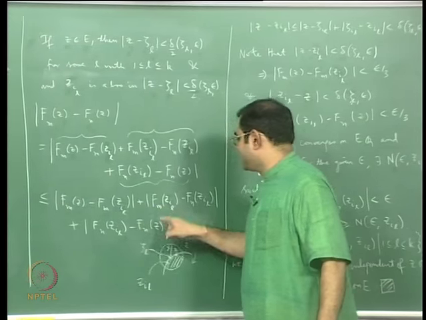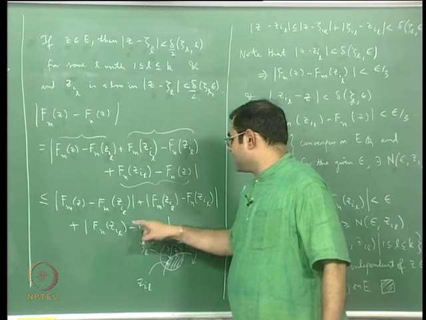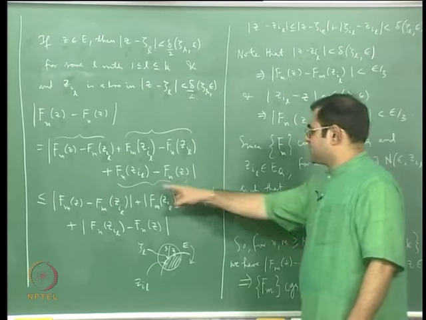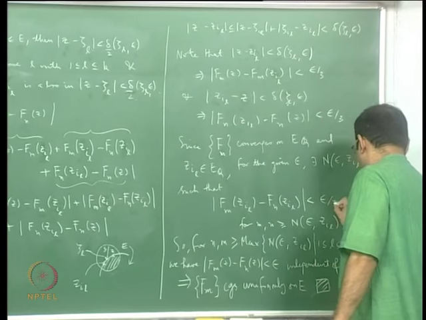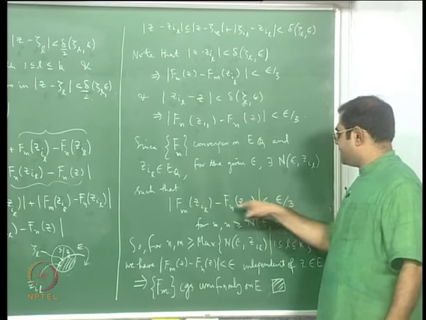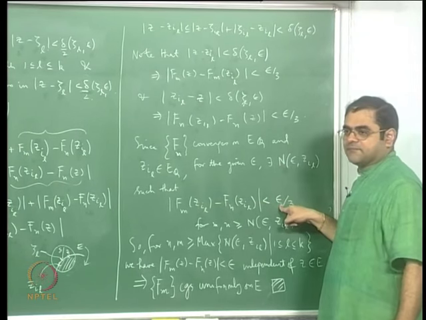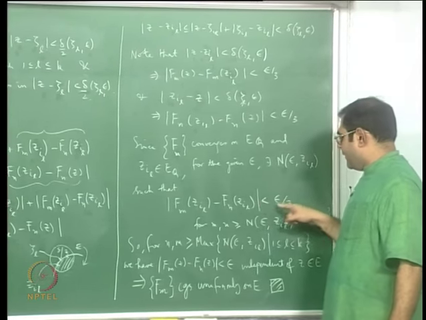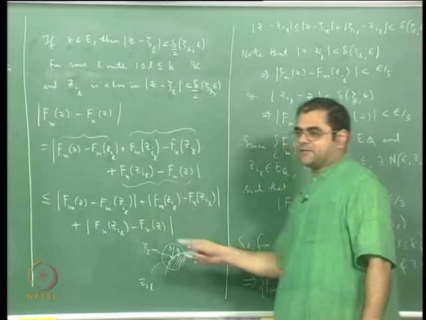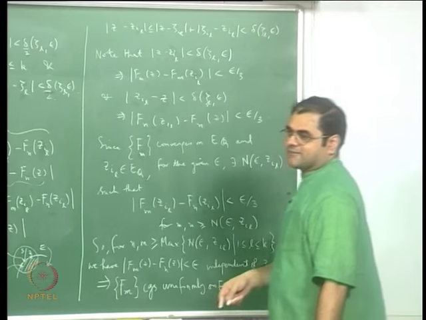You're right. All the three should add up to epsilon. This is already epsilon by 3, this is epsilon by 3, so this one has to be also adjusted to be epsilon by 3, so I will put epsilon by 3 here. So you choose n so that instead of getting this less than epsilon you get epsilon by 3, yeah, thank you for pointing that out. Only then you will get this sum less than epsilon, otherwise you will get something more than that, okay.